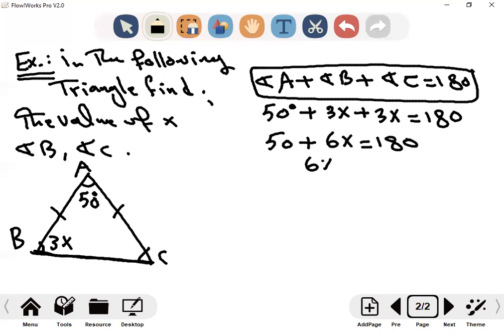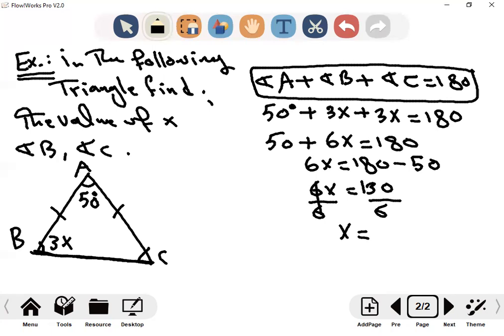So 6x equals 180 minus 50, so 6x equals 130. Divide by 6 on both sides. x will be 21.6. This is not an angle, this is the value of x. The question wants you to find x, and it is 21.6.